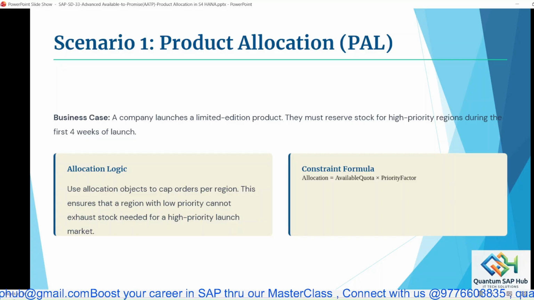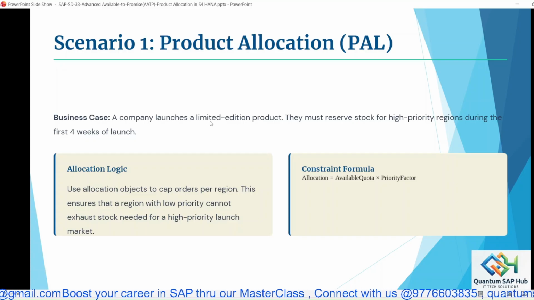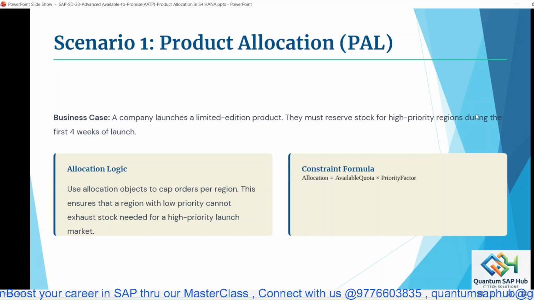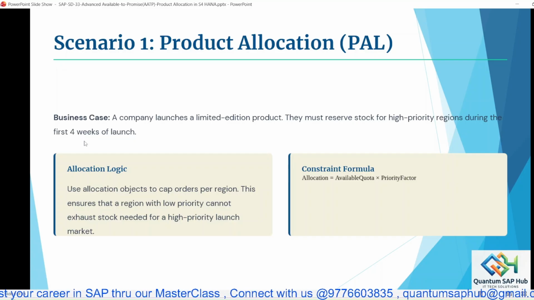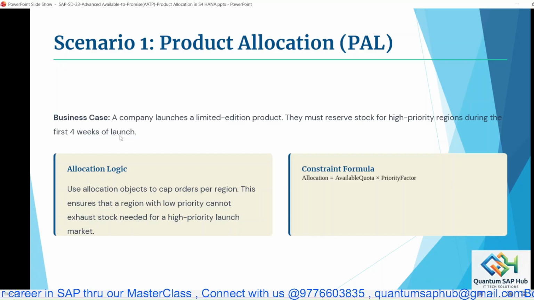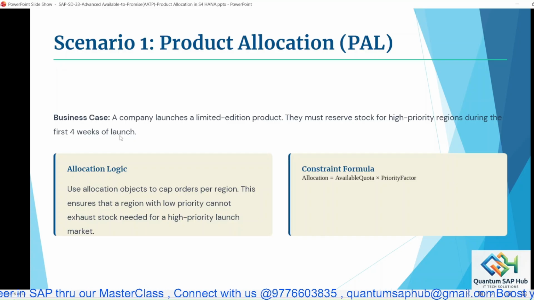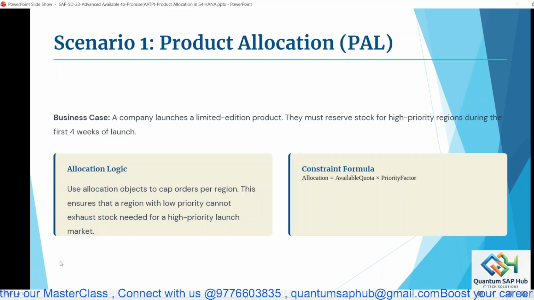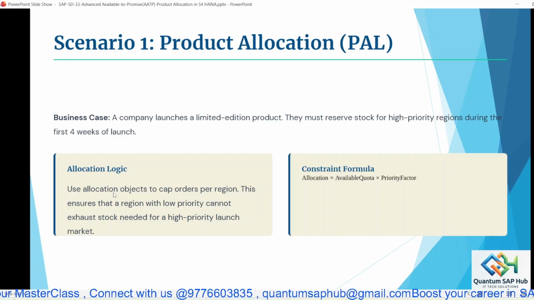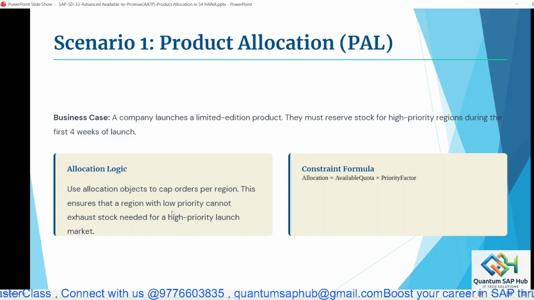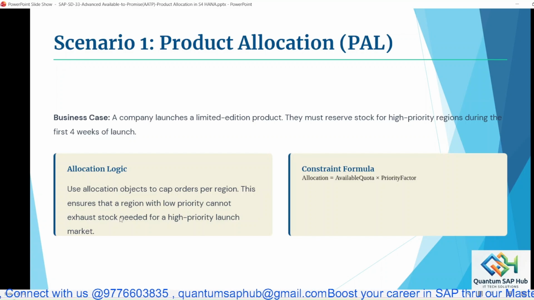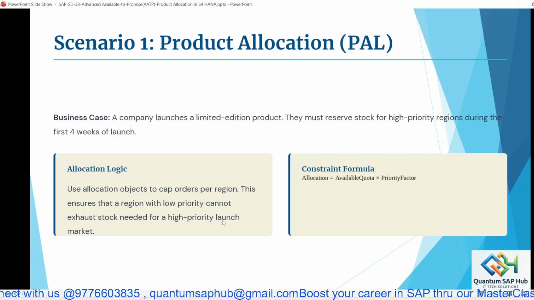Okay, scenario one: the company has launched a limited edition product. They must reserve the stock for the higher priority regions during the first 4 weeks of launch. For the allocation logic, they can use allocation objects to cap the orders for the region. This ensures that a region with low priority cannot consume the stock needed for the high priority launch market.